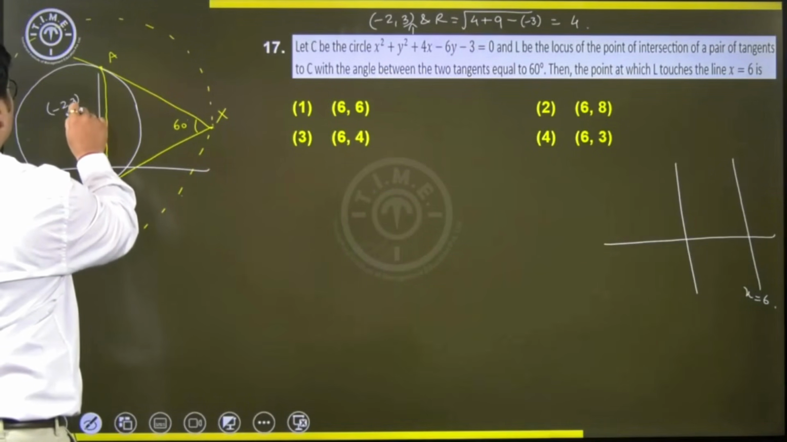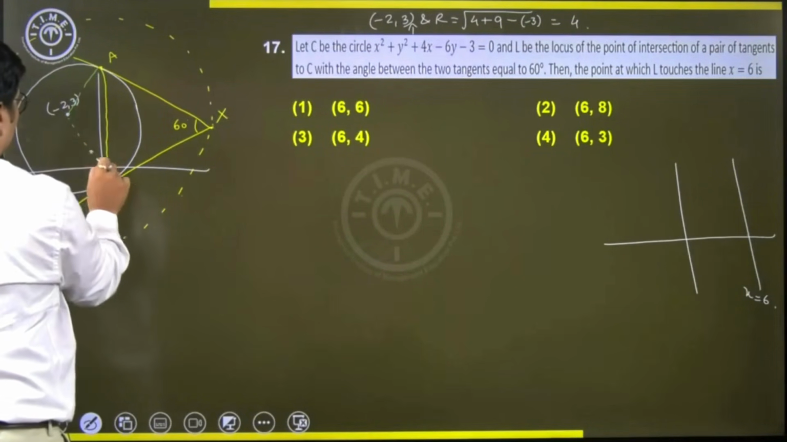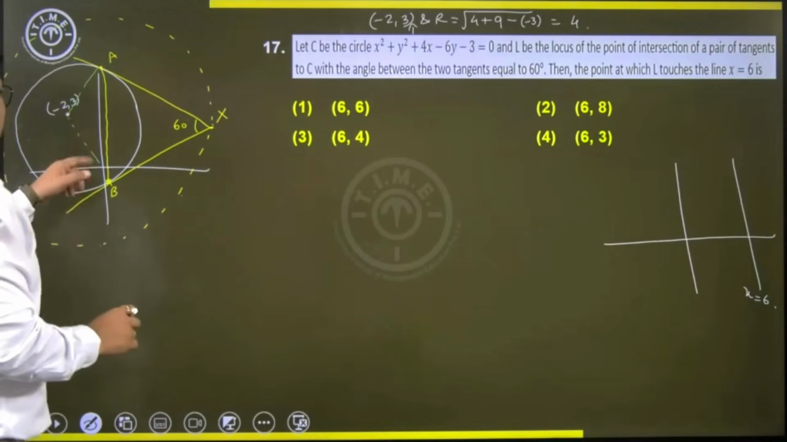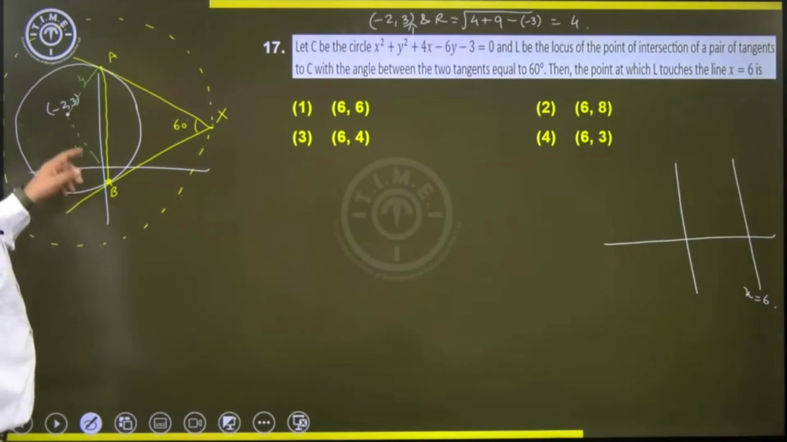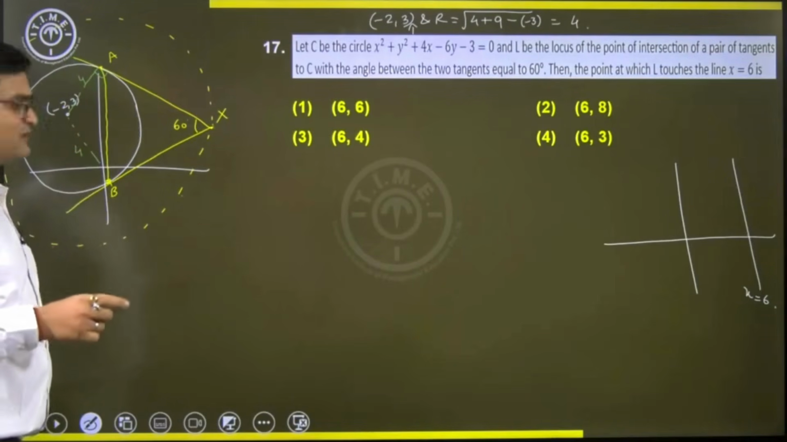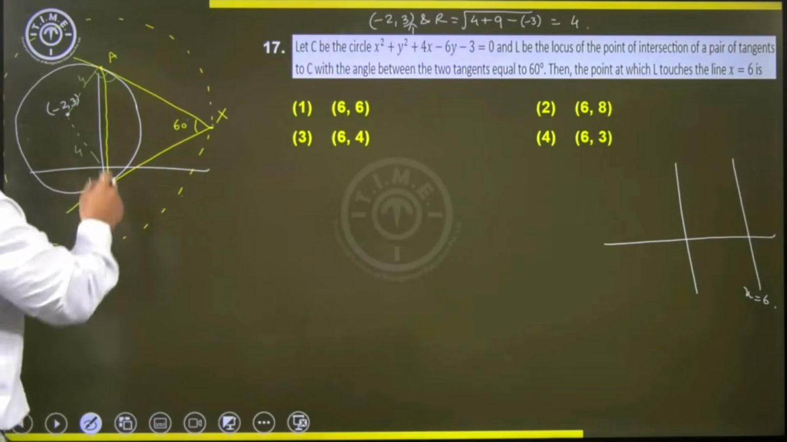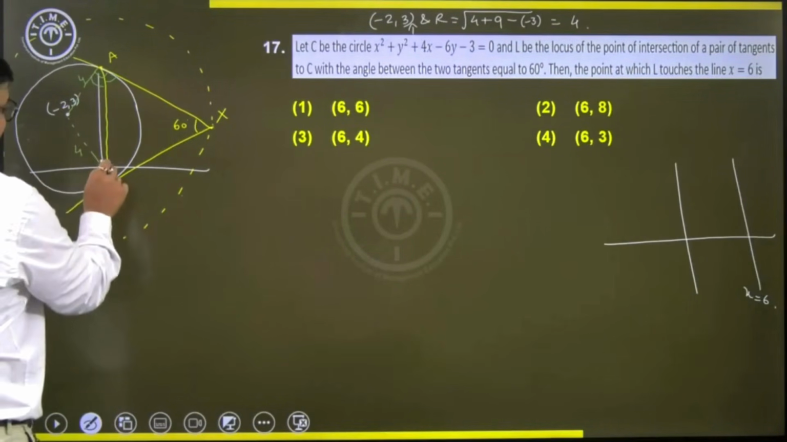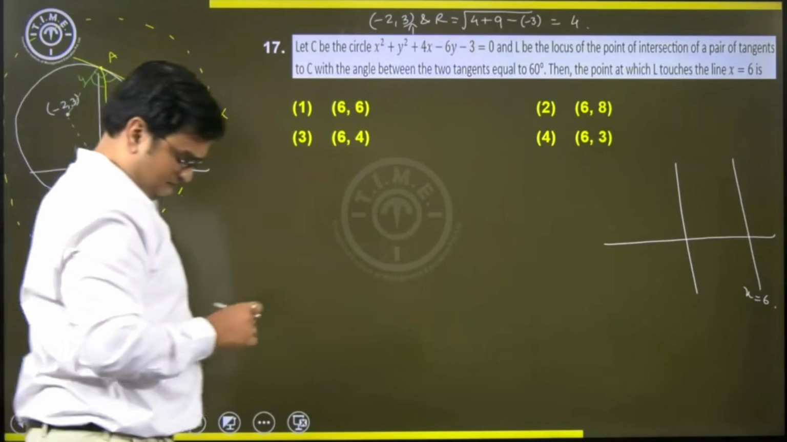So I know that if I connect this to A and this to B, it will be 90 degree. So this is going to be 4, this is going to be 4, please note. And I know this overall is 90 degree, radius is perpendicular to tangent, out of which this angle is 60 degree because it's part of equilateral triangle. So this will be 30 degree. So similarly, this angle will be 30 degree, and hence this angle here will be 120 degree.